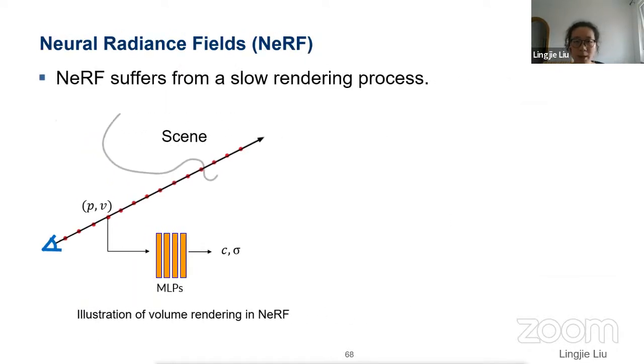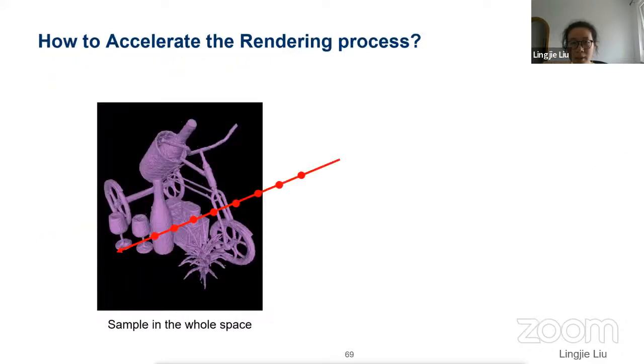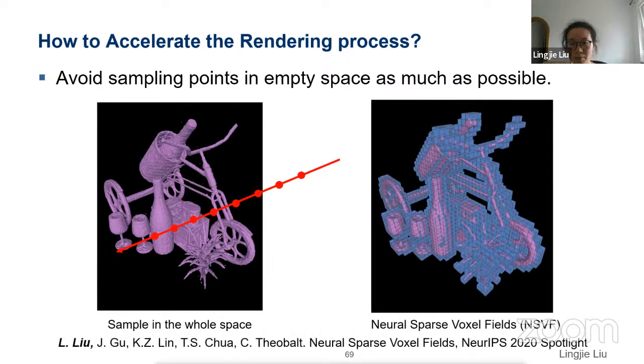As I mentioned earlier, the main problem of NeRF is the slow rendering process. Because NeRF needs to sample a lot of points in the 3D space, but actually most of these points fall in empty space and have no contribution to the ray color, as shown on the right. So how to accelerate this rendering process? We note that the geometry shown in this figure is only for visualization. It's not known during training. So our key idea is to avoid sampling points in the empty space as much as possible.